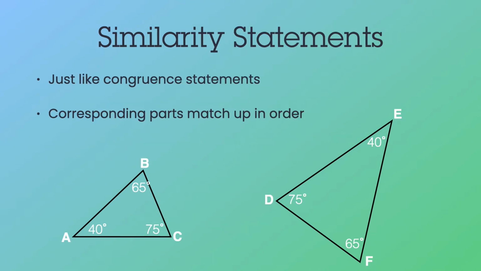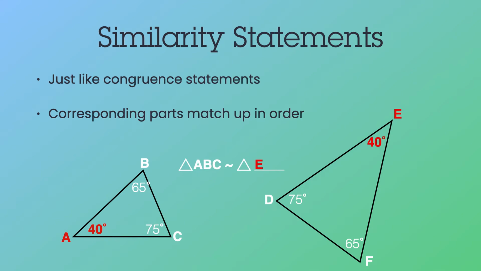Now, similarity statements are just like congruence statements in that the corresponding parts have to match up in the right order. So, for example, the 40-degree angles, the 65-degree angles, the 75-degree angles, they all have to match up. So if we name the first triangle ABC, then we try to write a similarity statement between the two triangles. Since the first name starts with A, we look at angle A, which is 40 degrees. Then we find the 40-degree angle in the other triangle, and we realize that's at angle E. So when we name this triangle, we're going to start with E.